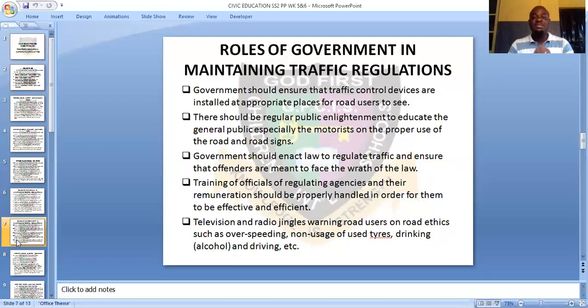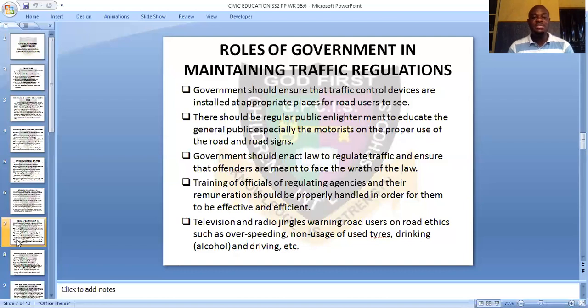And as a result of that, once the government has been educating the people, they will be so conversant with the road signs, because some of them don't actually know the meaning of certain signs. So once they are trained, they will be familiarized with all these road signs, and as a result we won't be having any issue on our roads again.